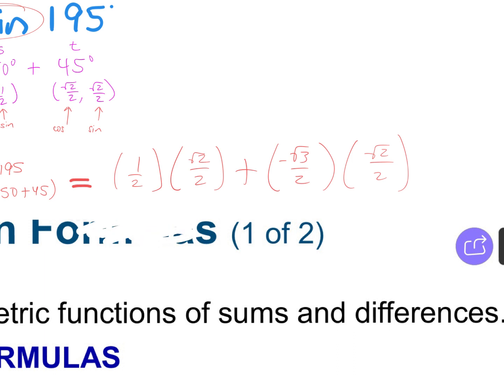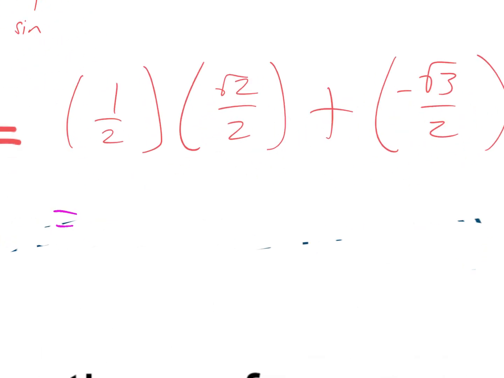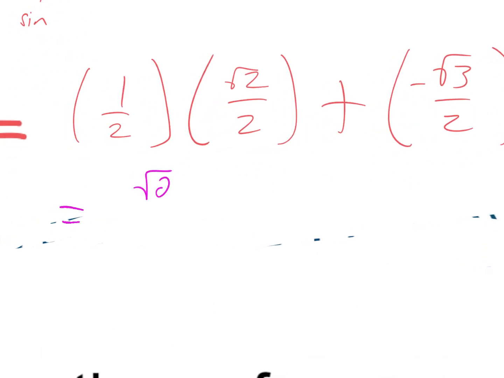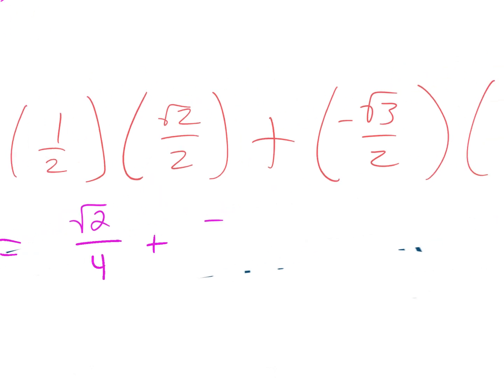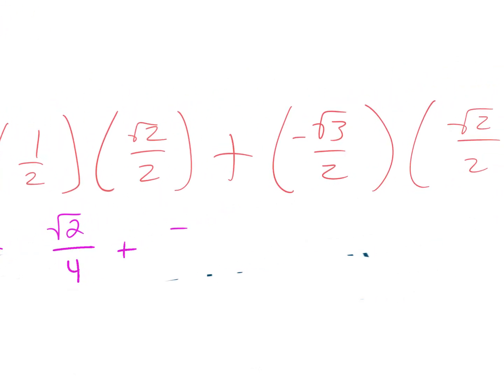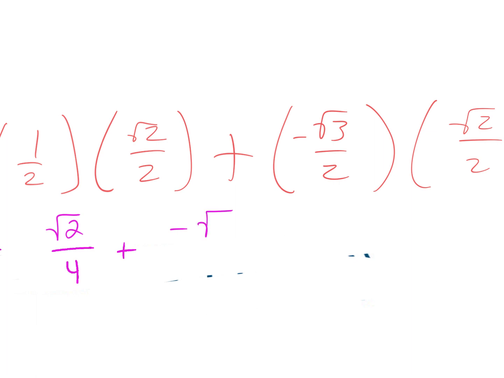All right, so if you're going to multiply fractions, how do you multiply fractions? Numerator times numerator, denominator times denominator. Okay, what's 1 times the square root of 2? The square root of 2. And what is 2 times 2? 4. Plus, what's negative square root of 3 times the square root of 2? Negative square root of 6 over, what's 2 times 2?